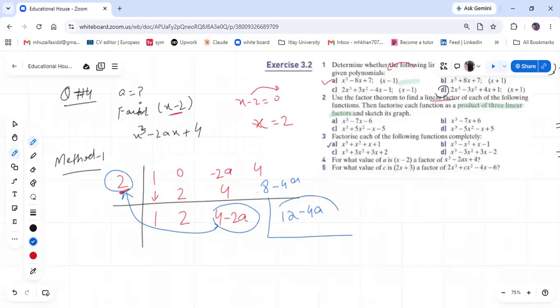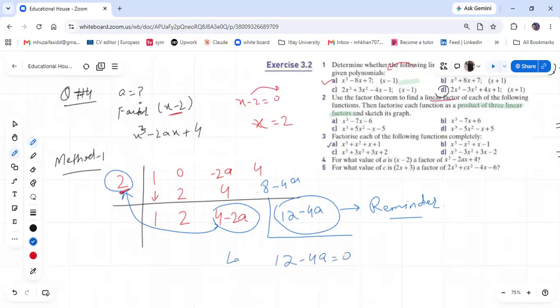Look at it here. This term is called the remainder. In previous problems the remainder was 0, but here it is not equal to 0. So we are taking this one, 12 minus 4a, and setting it equal to 0.